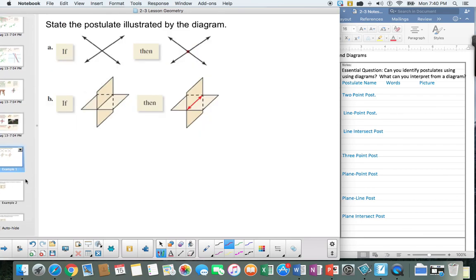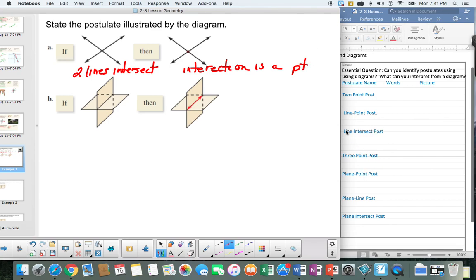Okay, now let's practice these 7 postulates. It says to state the postulate illustrated by the diagram. Okay, so it looks to me like this means 2 lines intersecting. So if 2 lines intersect, then the intersection is a point. Okay, and so that would be the line intersection postulate.